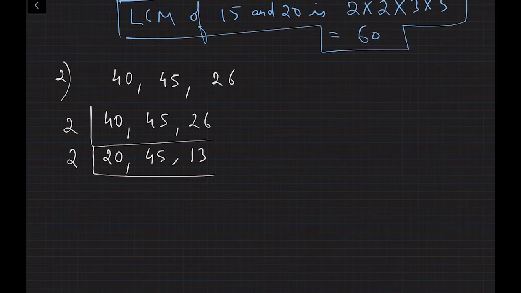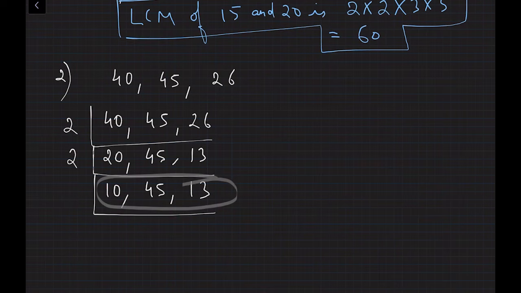So, 2 tens are 20. 2 doesn't divide 45, therefore 45 is written as it is. 2 doesn't divide 13, therefore 13 is written as it is. We can continue the process further with the prime number 2 because 2 still divides the number 10. Therefore, 2 divides at least one of the three numbers.